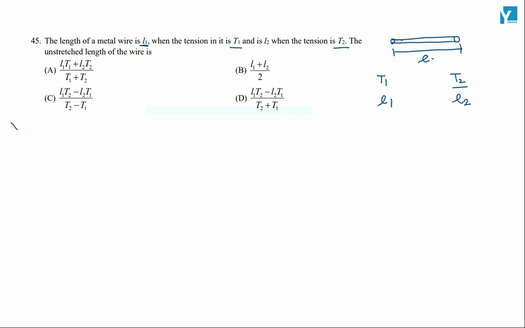We know Young's modulus Y is equal to force per unit area, which is stress, divided by strain. Strain kya hota hai? Delta L by L. So this implies Y is equal to force per unit area into L by delta L.